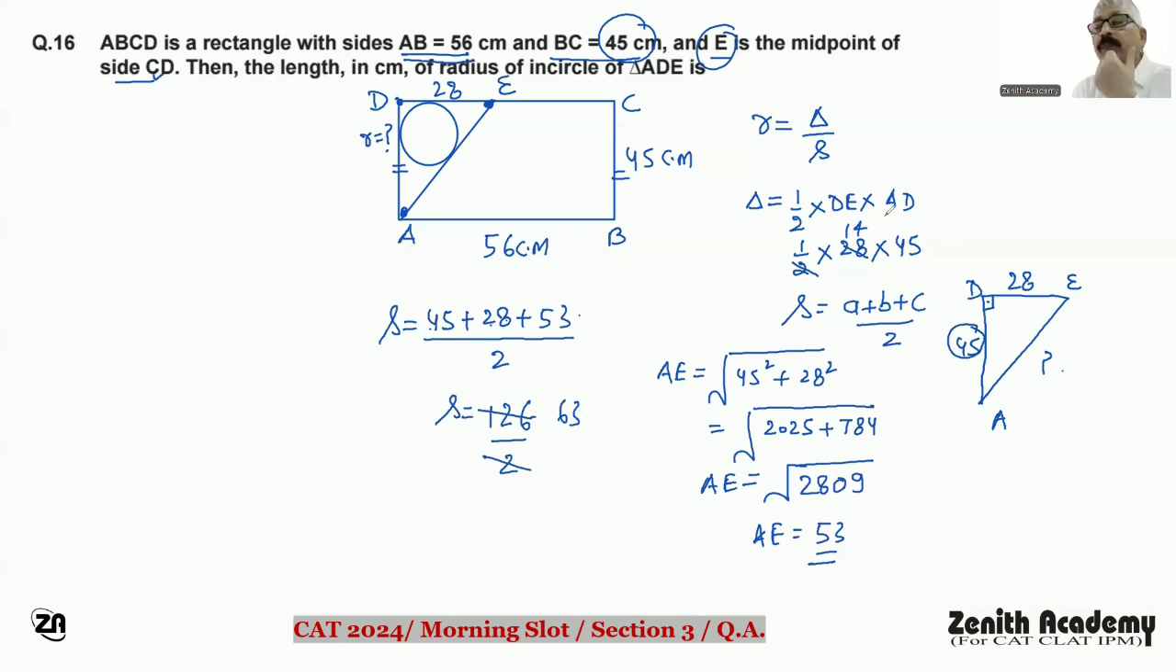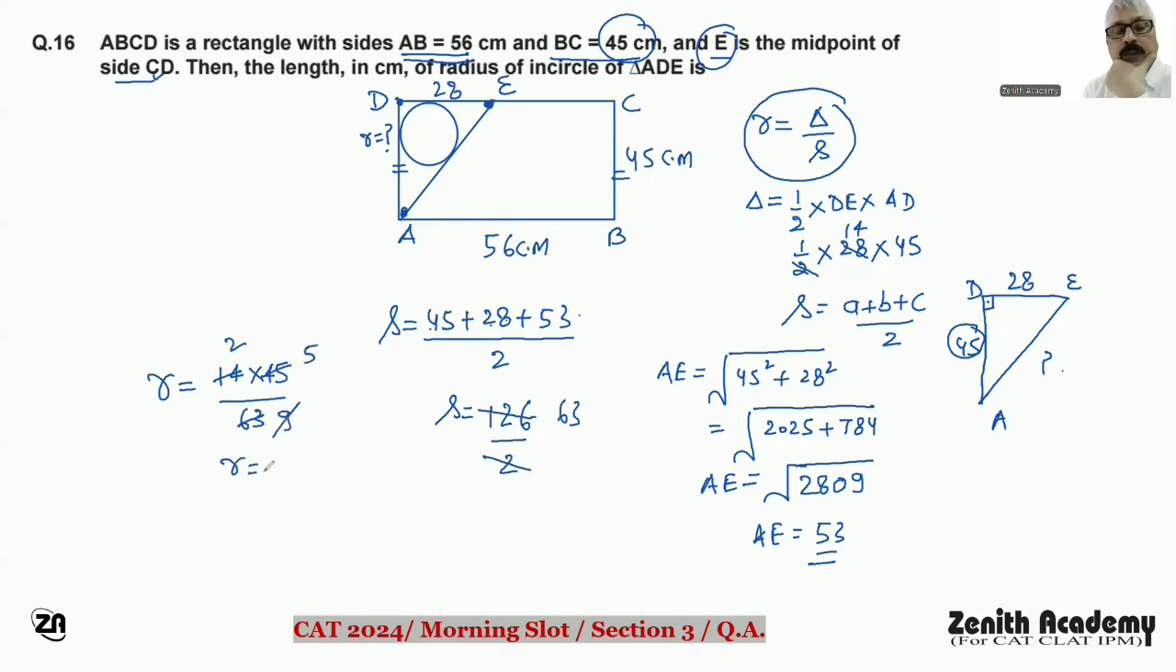So now I think it is very simple. Simply plug in here to get R. Small r is, how much was this, 14 into 45, 14 into 45, and small s as you calculated, 63. So 7 2 ja, 7 9 ja, 9 5 ja, R is equal to 10.